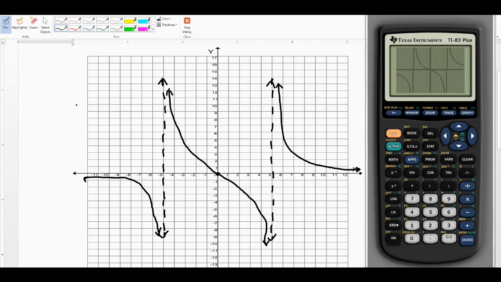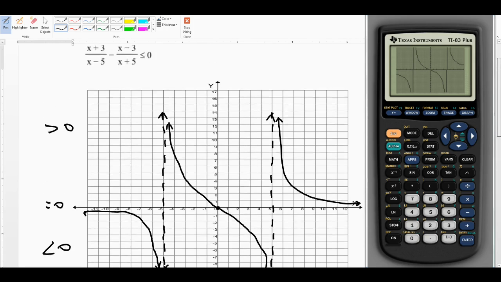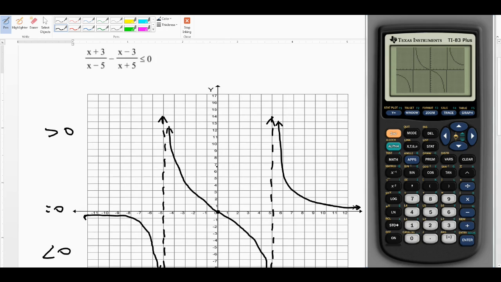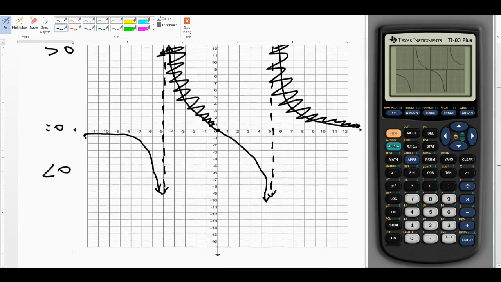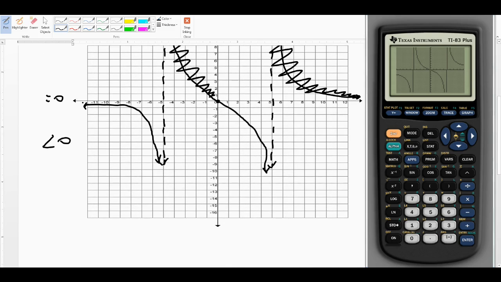Now the last thing I need to realize is that above the x-axis is greater than 0, on the x-axis is equal to 0, and below the x-axis is less than 0. Since this equation is less than or equal to 0, I don't need to look up here or there, because that's where it's greater than 0, so I don't want to look at that. I just need to write the solution set for this part of the curve and this part of the curve.